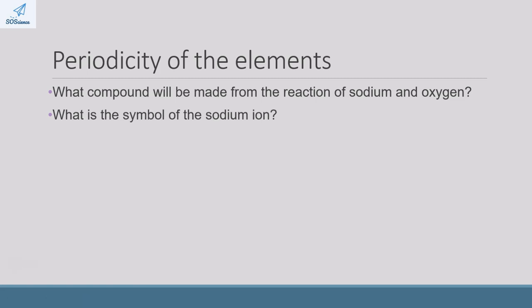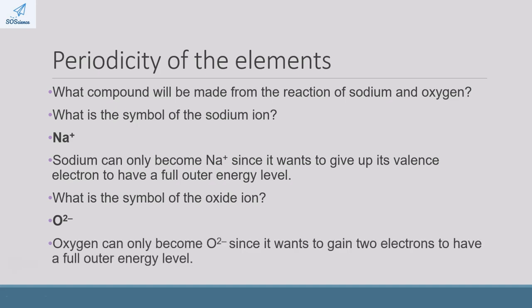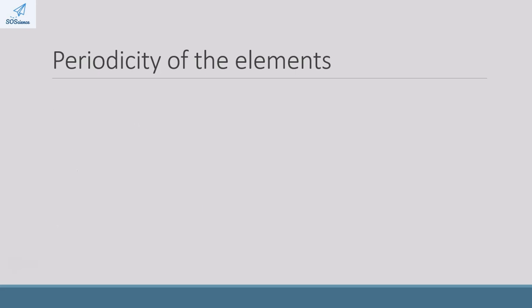What is the symbol of the sodium ion? Well, we just saw it is Na+. Sodium can only become Na+. There are no other ions that sodium can make. And the symbol of the oxide ion is O2-. That is the only ion that oxygen can make, because oxygen needs to gain 2 electrons in order to have a full outer energy level.